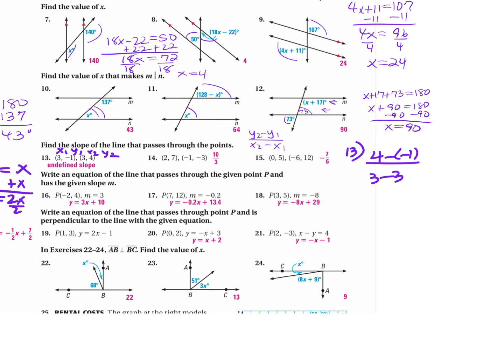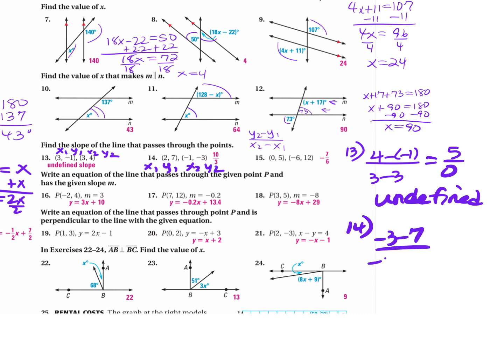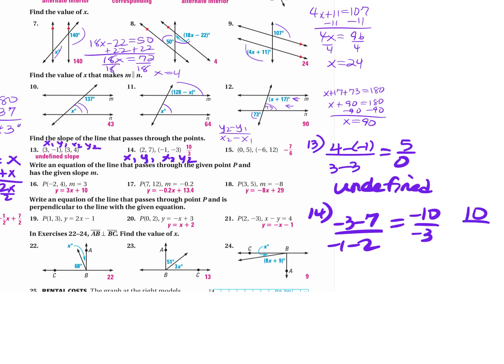You need to be able to interpret that when you get a 0 in the denominator, this has an undefined slope. If the 0 would have been in the numerator, then the answer would have been 0. For number 14, same formula. I'm just going to go ahead and plug in x1, y1, x2, y2. And I'm going to do negative 3 minus 7, negative 1 minus 2, negative 10 over negative 3. Negative divided by a negative makes this become positive 10 over 3.